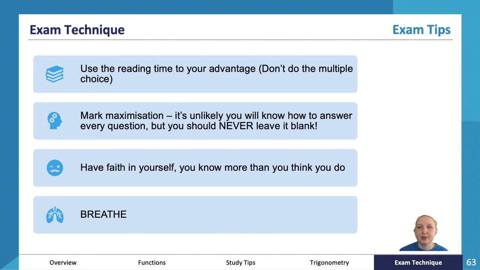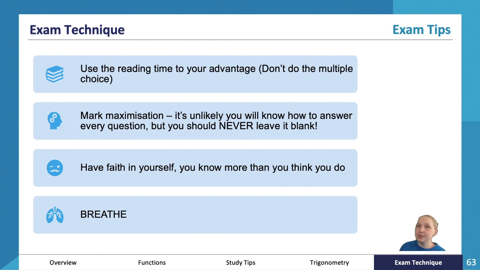Thirdly, have faith in yourself. If you've studied hard, you're going to do fine in the exam, okay? You know more than you think you do, and I think a lot of time people get really nervous before exams, but once you get in there and you get rid of those nerves, once the paper starts and you can actually read the questions, you will be fine. And that leads me to the 4th tip, which is just breathe, be calm. You won't do well in an exam if you're high stress. So just take a breath and remember that you do know how to do this and you've studied hard.